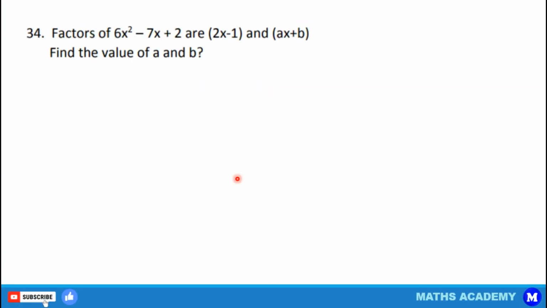Question number 34. It says factors of 6x squared minus 7x plus 2 are 2x minus 1 and ax plus b. And they are asking us to find the value of a and b. So now let's simplify this and then let's find the values that represent a and b.